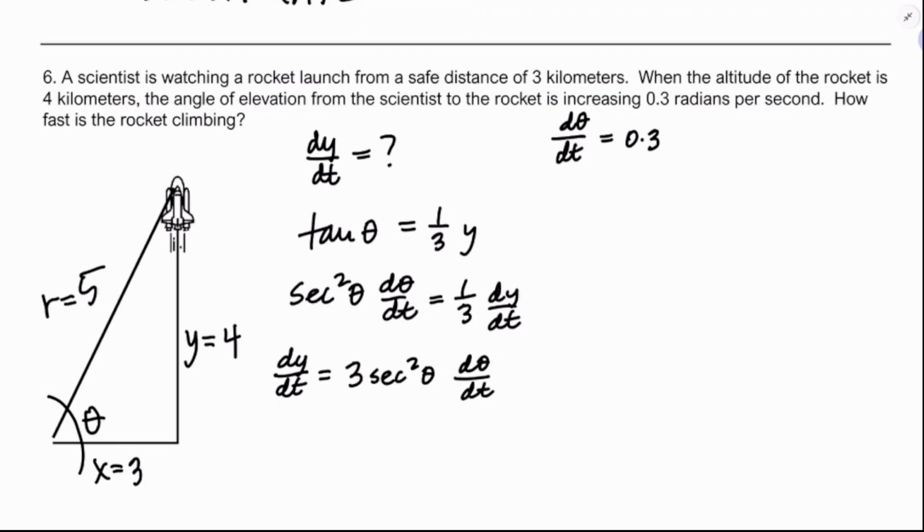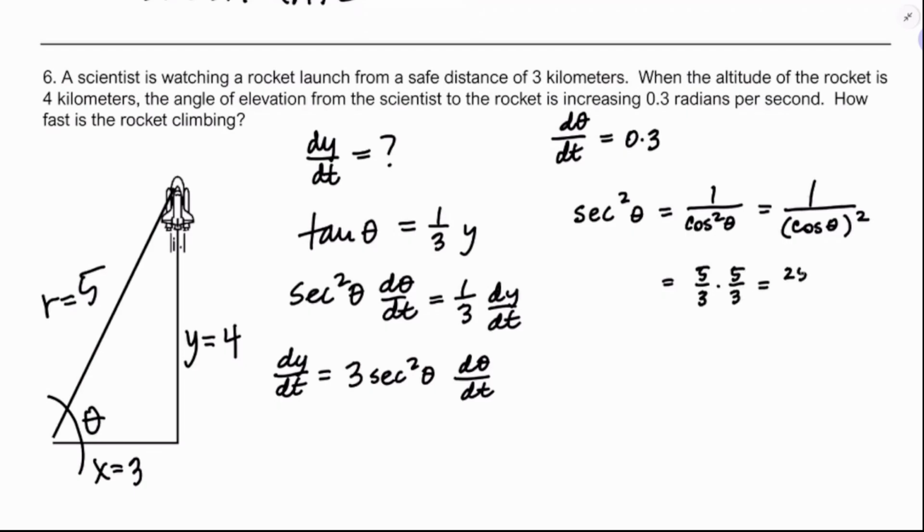Okay, and now I'm going to say, all right, I have d theta dt, I just need secant squared theta. So that's 1 over cosine squared theta, and I think this is a good time in the course for us to remind ourselves of what that means. That means we take cosine theta and then we square it. All right, so in this case, cosine of theta is equal to adjacent over hypotenuse, 3 over 5. So that's 1 over 3/5, which is 5/3. But then I'm squaring it. That's going to be 25 over 9.